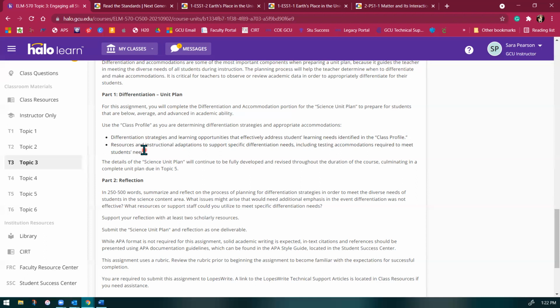So be thinking about the students on the class profile and the needs that they have, and include both strategies as well as resources to support those needs. Because as a teacher, it's hard to do everything yourself. So you want to have some resources involved there that would support you.